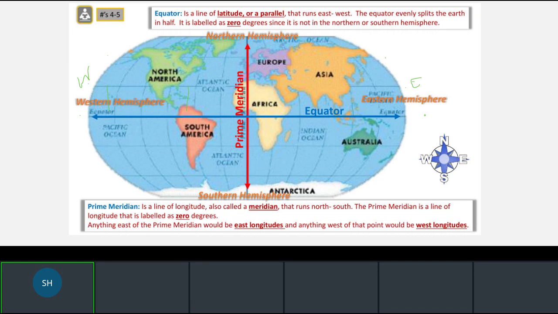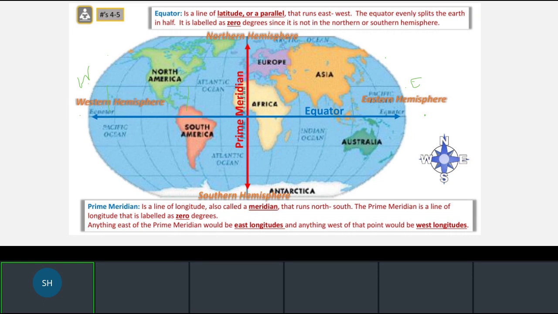Now, the equator literally is going to evenly split the Earth in half. It is labeled as 0 degrees, and this is our starting point when we look at trying to determine a location. The prime meridian going through Greenwich, England, which is right here, is a line of longitude.